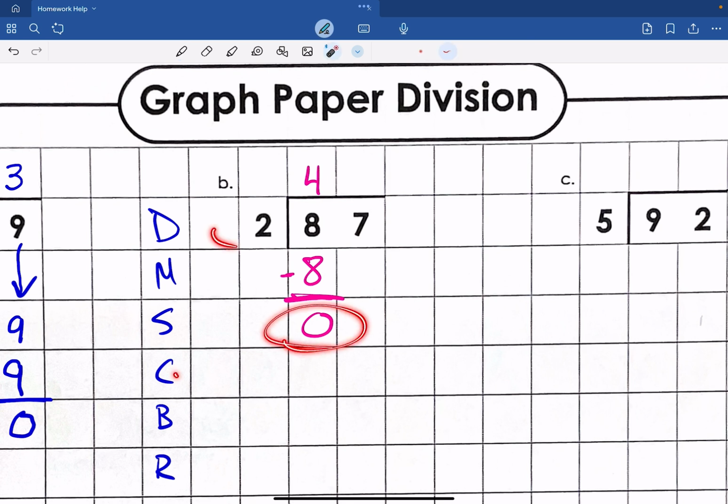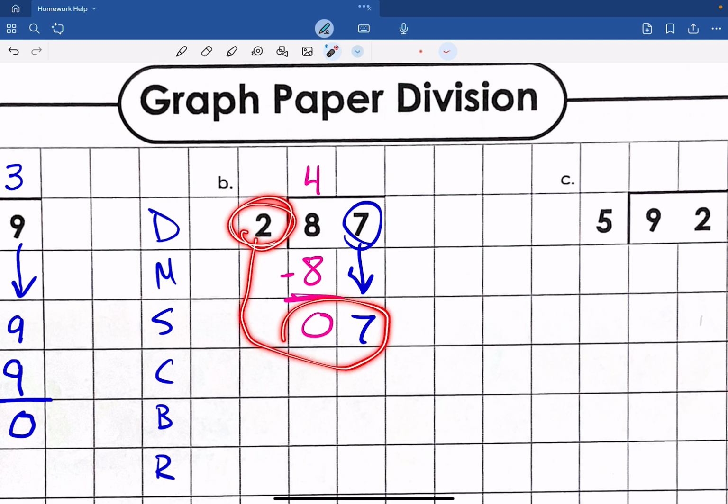Check, is 0 less than 2? Yes, it is. So we pass the check. Bring down. Do I have something I can bring down? Yes, I do. I can bring down the 7 like that. So we did our bring down step, and now we're going to go back up to divide. How many times can 2 go into 7?